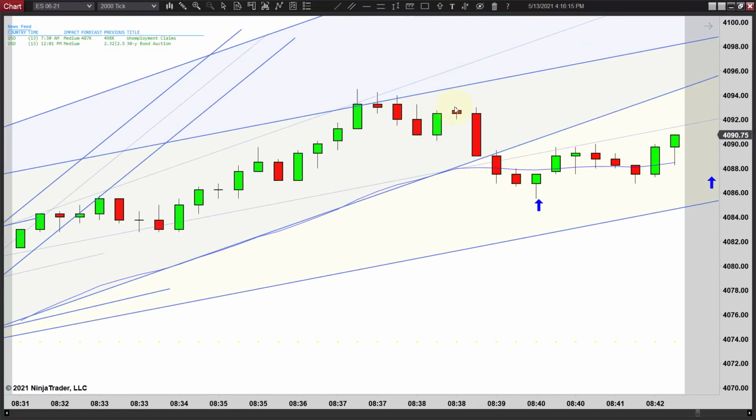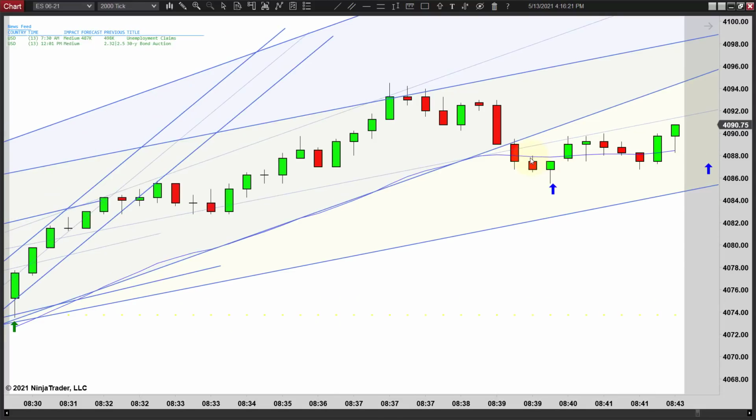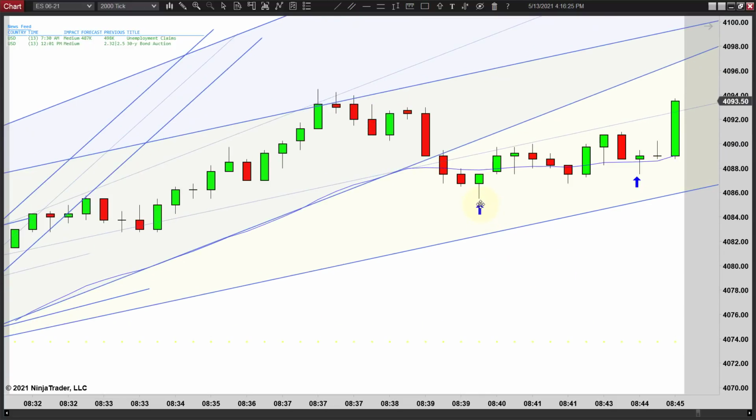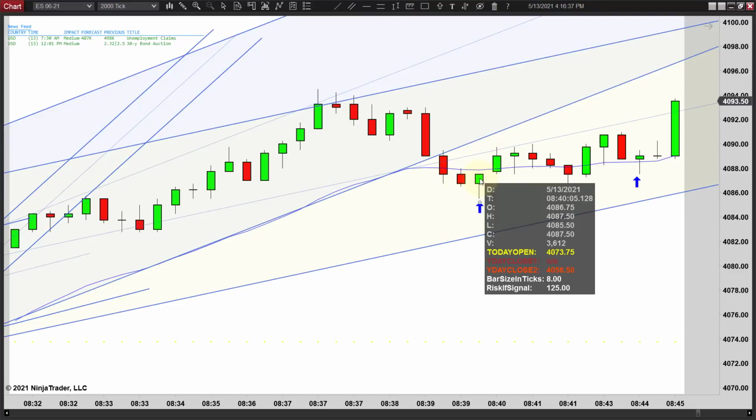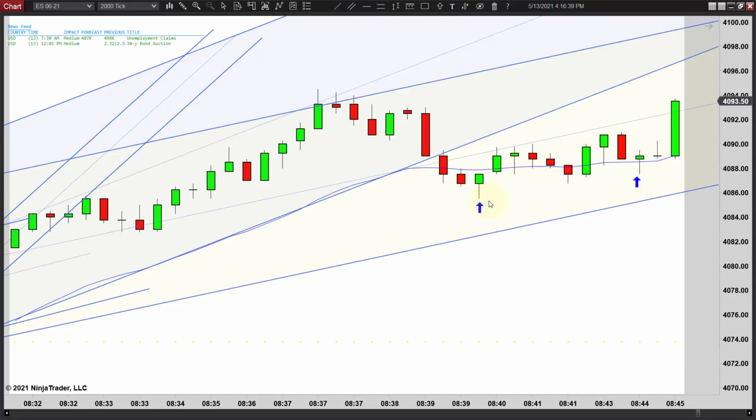And it turns down, and you get a first entry. It comes down, you get a second entry. Well, that's the first break of the blue channel, the larger blue channel. So on a second entry, you got to figure we're probably going higher. We're going to at least try to make a new high here. And this has been a very strong trend. So on a second entry here, I like that trade. It's not too large of a bar. It's only 8 ticks. So relatively small risk.